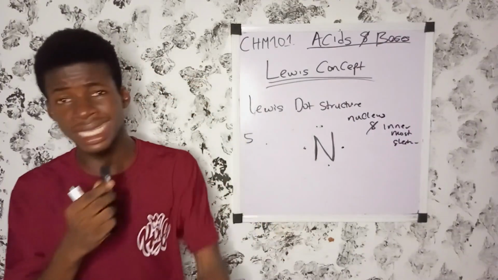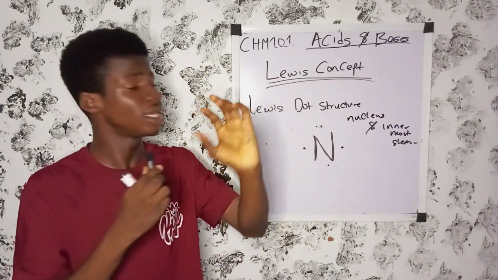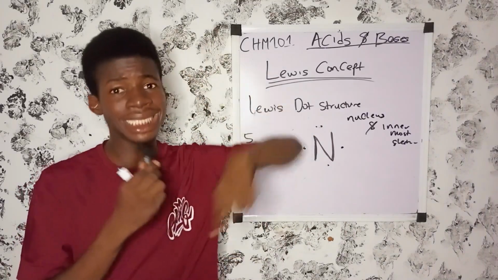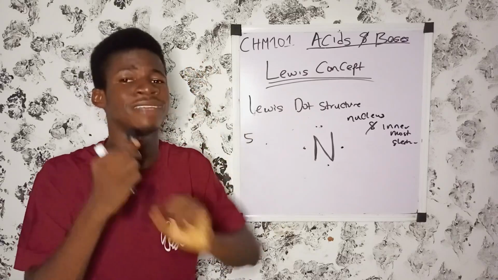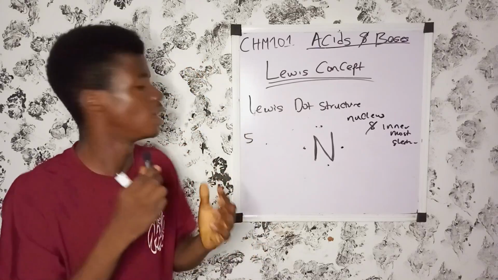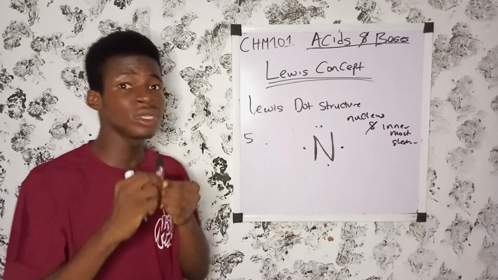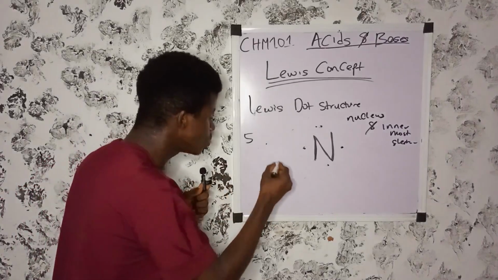It's saying that the symbol of an element represents the nucleus and innermost electrons of the element. Surrounding that symbol of that element are the valence electrons arranged in the four corners of that symbol. Let's use oxygen as an example. Oxygen has 6 valence electrons, right? Yes. So we do it like this.